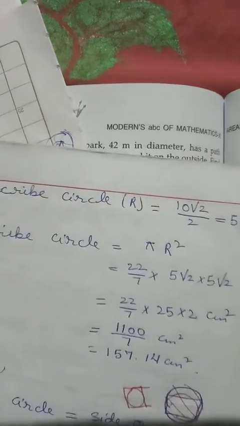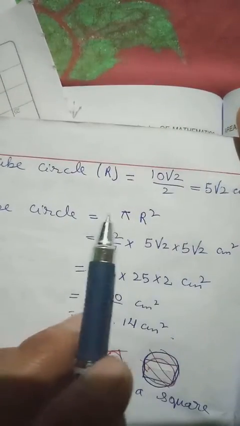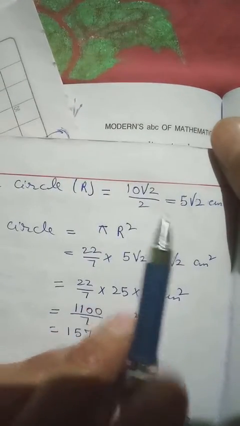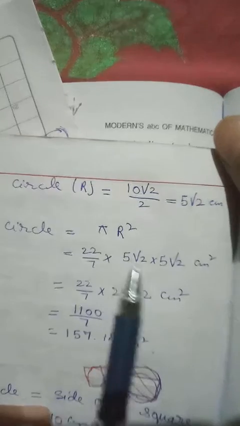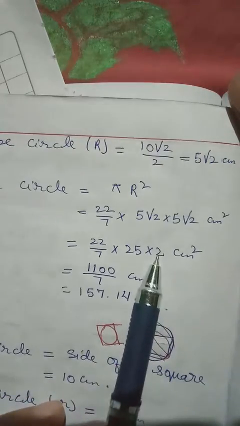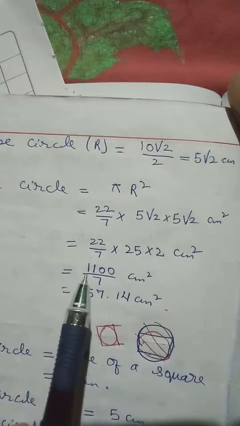Okay. So the area of the circumscribed circle is pi r square. Pi we know is 22 by 7. r, because of the square, let's write it 2 times: 5 root 2 into 5 root 2. Then 5 into 5, 25. Root 2 into root 2, 2. We multiply all this, we get this one.